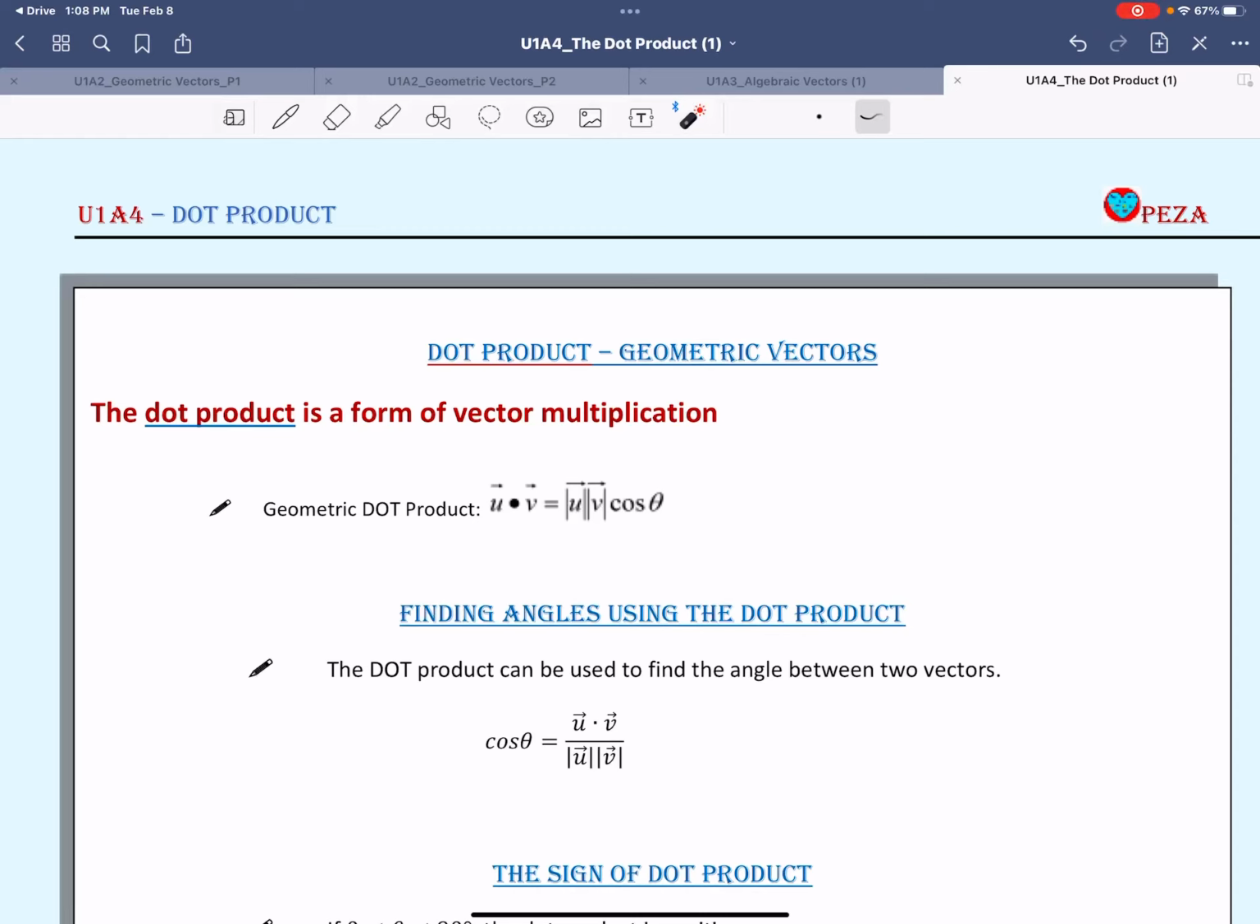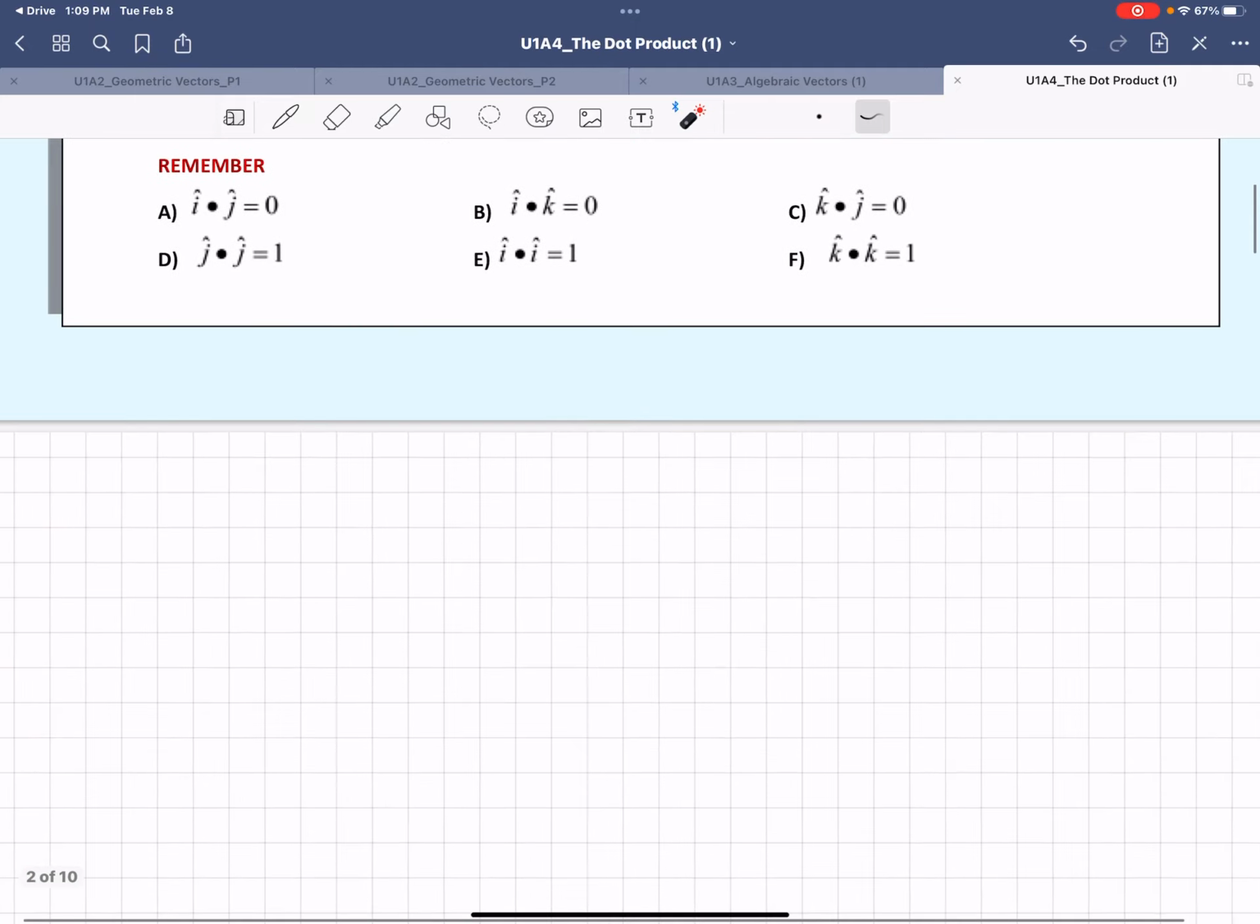Hello and welcome to probably one of the most exciting lessons in geometry or vectors, the dot product. The dot product, as the name says, is a product or the multiplication that we perform amongst two or more vectors. It's a form of multiplication, I would say, and it is so easy to learn and understand.